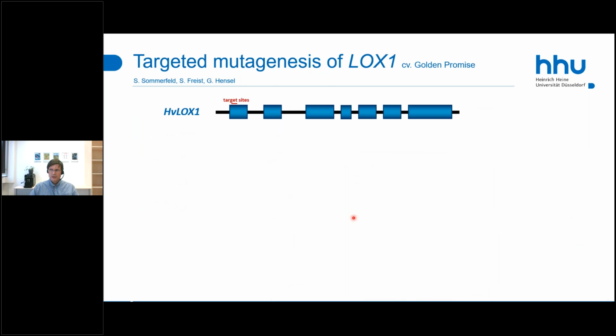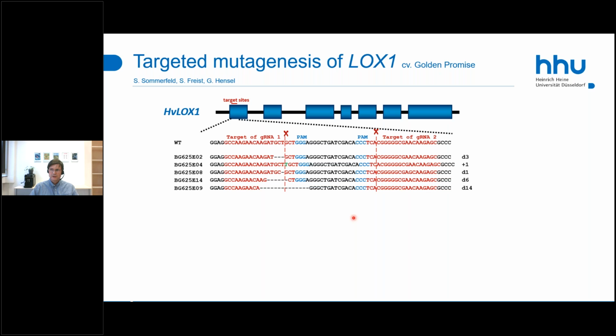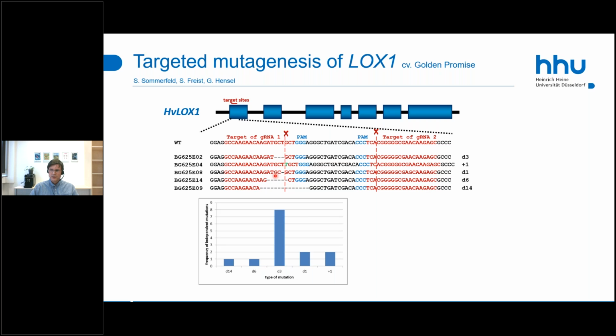The LOX1 gene consists of 7 exons. Here we also chose our target site in exon 1, and we got mutants in our regenerants. If you quantify this, you can see that we have a prominent D3 mutation. If you wonder why this is, it is due to this repeat of GCT here, which most likely used another pathway which I did not mention before, the microhomology-mediated repair pathway, which might be responsible for this.